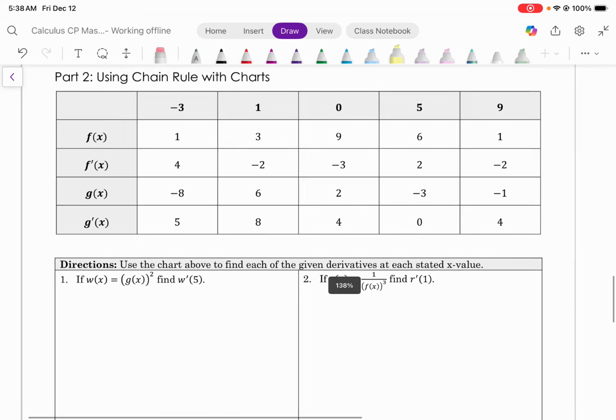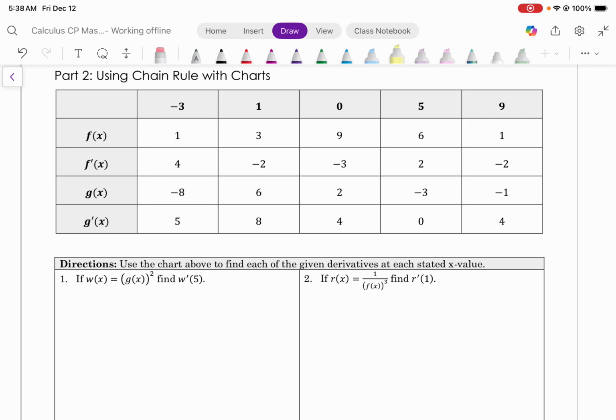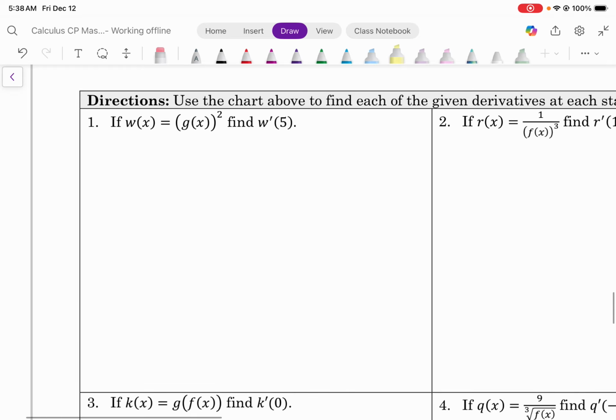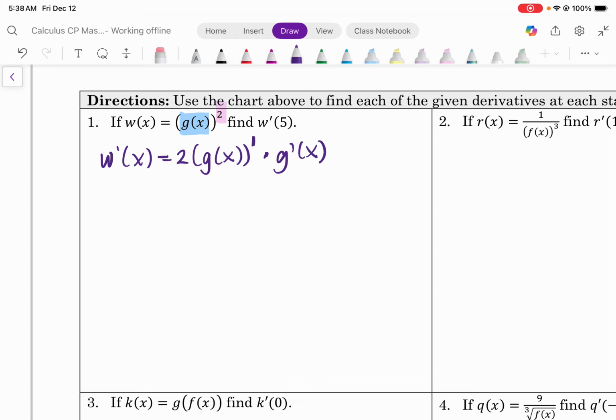Okay, I hope you paused the video and did those examples. Now we're going to talk about doing ones with the charts. So the chain rule still applies that we do the derivative of the outside function times the derivative of the inside function. So let's look at number 1. In order to find the derivative of w of x, we would write w prime of x. Again, we start with our outside function. We bring that to the front. We don't change anything inside the exponent in the parentheses, and we reduce the exponent by 1. But then I have to multiply by the derivative of the inside function. That is the chain rule.